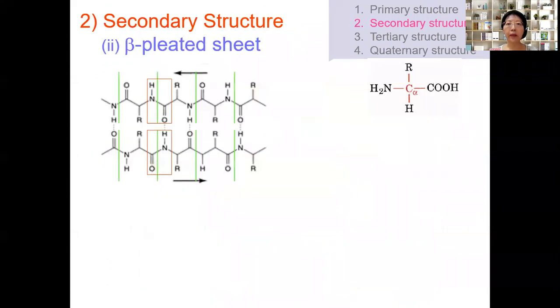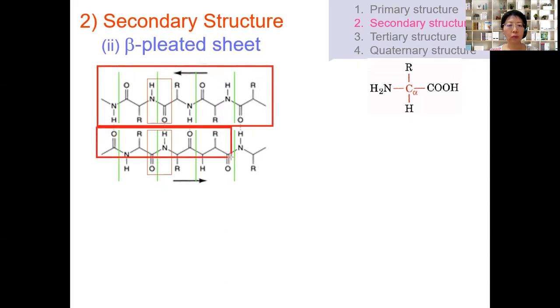Now let us look at the beta-pleated sheet. So what you can see here is two polypeptide chains arranged parallel to each other. Right? Can you see here? There are 2 polypeptide chains arranged parallel to each other. And can you see the arrow here? Now, do you know what this arrow represents? Can you see or not? Now, this arrow actually represents the direction of the polypeptide chain.